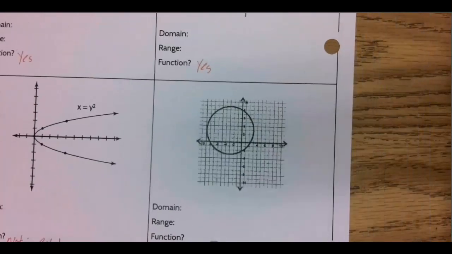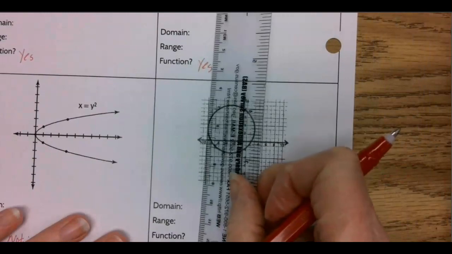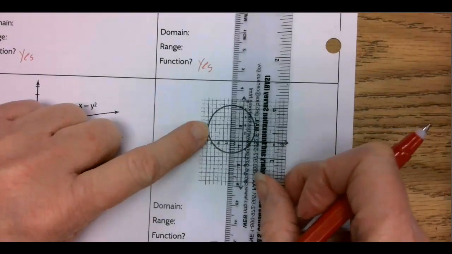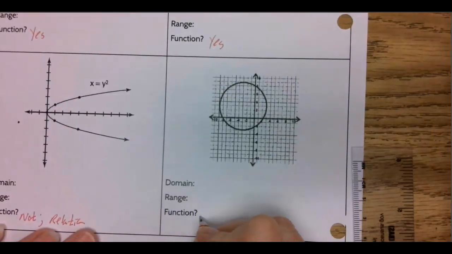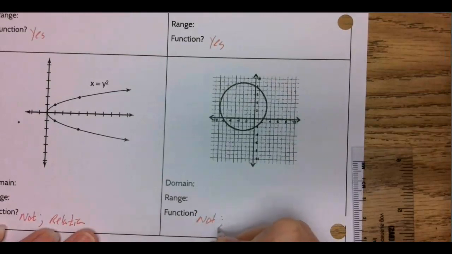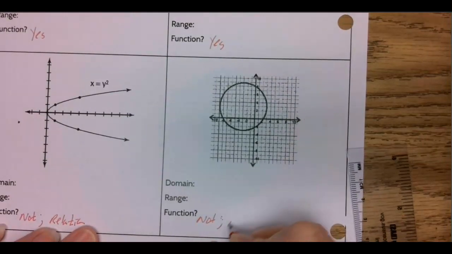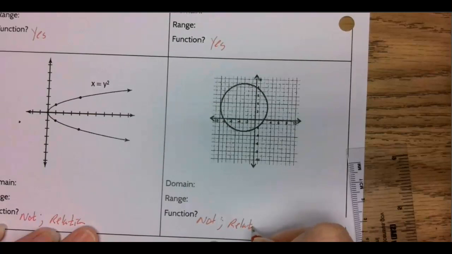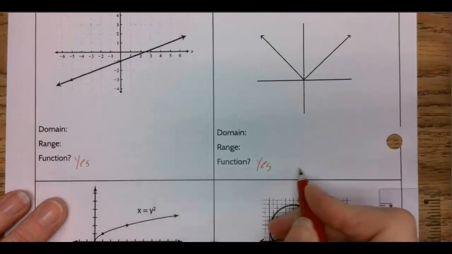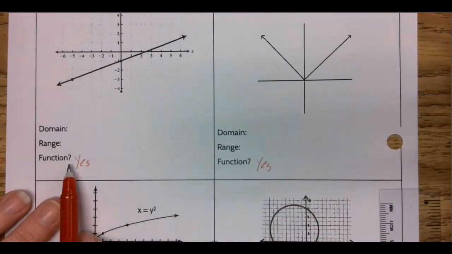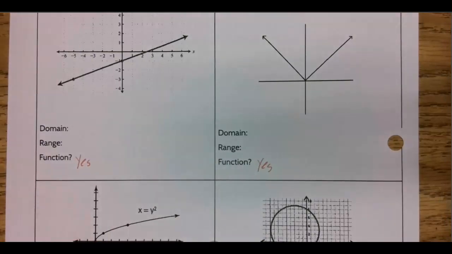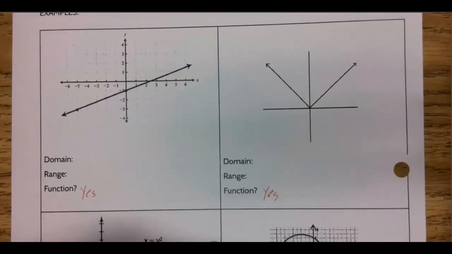Okay, what about this? Well, here I only have 1 point, but here I do not. So this is not a function, but it is, of course, a relation. Now, these are functions and they're also relations, because remember, by definition, a function is a relation, just a specific one. Now let's talk domain.